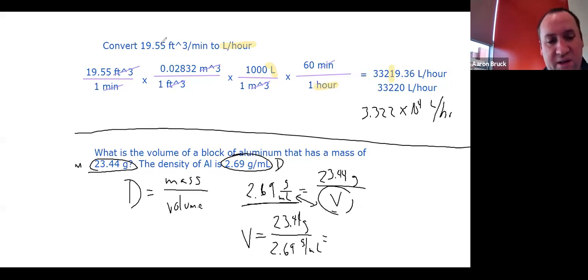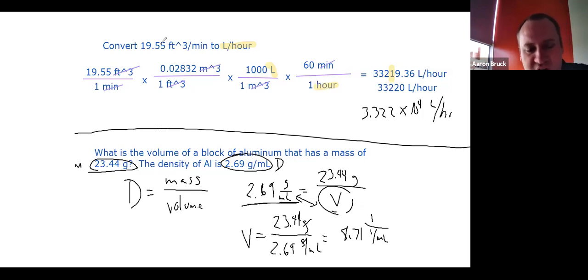We can see from a unitary standpoint, the grams will end up canceling. 23.44 divided by 2.69 gives me 8.71. The unit here is 1 over milliliters, which any math professor worth their salt will tell you that the reciprocal of a reciprocal is the unit that we're looking at. So 1 over milliliters would be 8.71 milliliters.